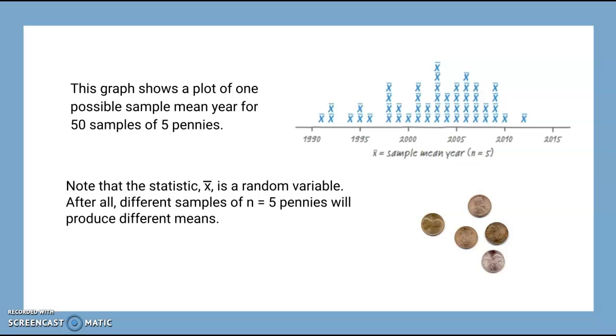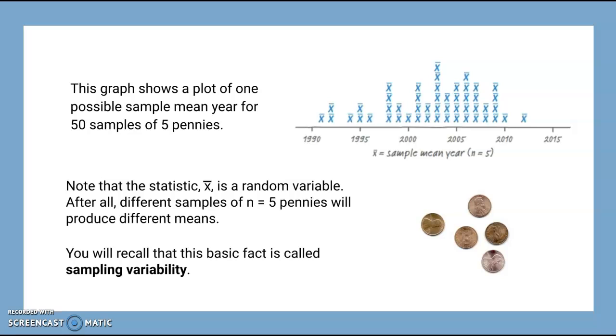Now, there's going to be variability from sample to sample, and that's why you see some from 1991 and some from 2010 and some from 2001. There's variability. Each of the samples is likely to produce a different mean. And remember, that basic fact is called sampling variability. You're not doing anything wrong if you don't get the true mean. It's just each sample is going to be slightly different from other samples, and therefore you'll get different means.